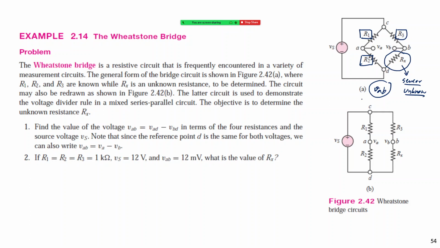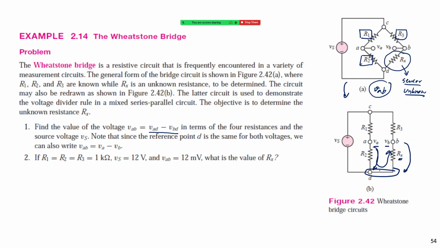From this circuit, you can redraw the circuit as well. This is a similar, equivalent circuit here. V1 and V2 and Rx is the unknown value, right? So find the value of VAB. VAB is VAD minus VBD here, right? B and D are the same node, right? So VAB is VAD minus VBD in terms of the resistance nodes, right?